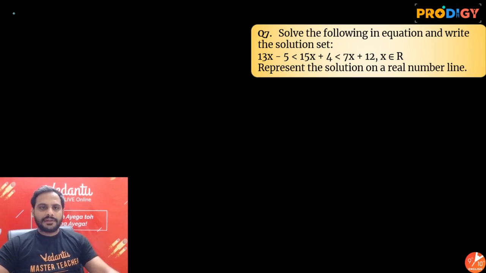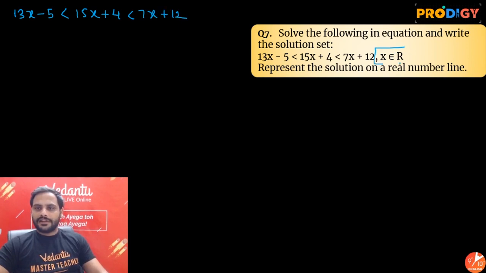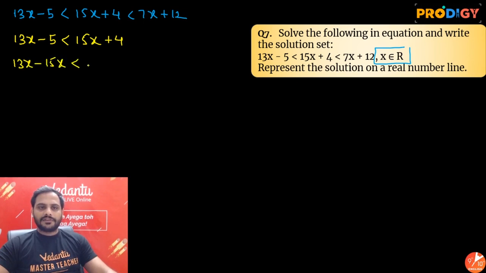First thing, I have 13x minus 5 is less than 15x plus 4, which is less than 7x plus 12. Alright, and it is clearly given x belongs to real numbers. So let us solve this. First I will write this inequation: 13x minus 5 is less than 15x plus 4. So shift minus 5 over here, so 13x minus 15x is less than 4 plus 5. So minus 2x is less than 9.